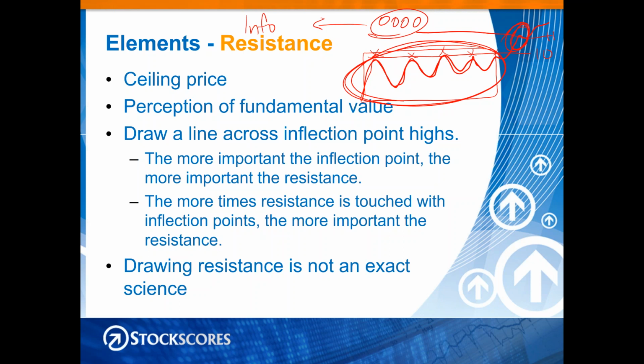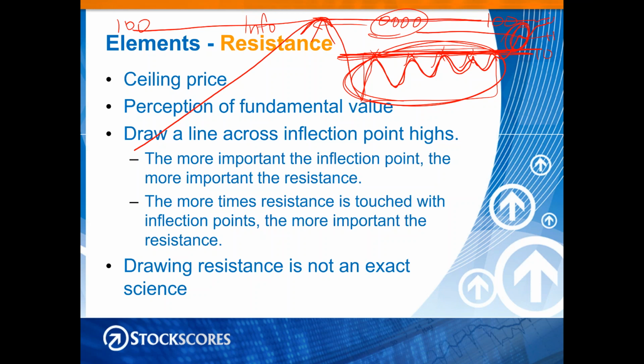Now, inflection points that are touched multiple times, like this one was, are more important. That's a strong level of resistance. If you have an inflection point that's only touched once, it's not as important. And it's also how long the inflection point has held up. If we had a high point up here that has held up for 100 candles to the left and 100 candles to the right, that is a major inflection point. And so when the stock gets up to that level again, it will likely get stuck, because over a long period of time, no one has been willing to pay more than, let's call it, $12 a share.